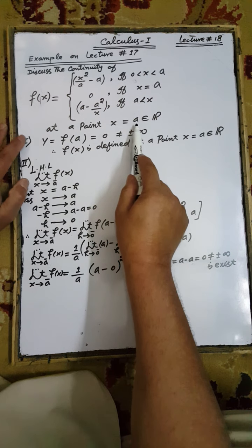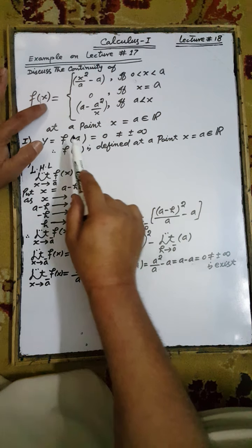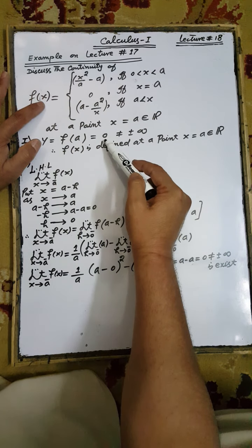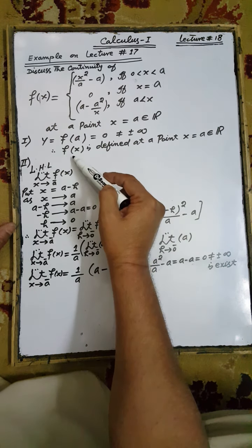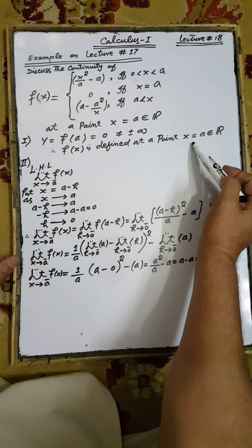first we have to calculate the value of the function at the point a. At the point a, when we replace x by a, the value of the function is equal to 0. 0 is not equal to plus or minus infinity. Therefore f of x is defined at the point x is equal to a.